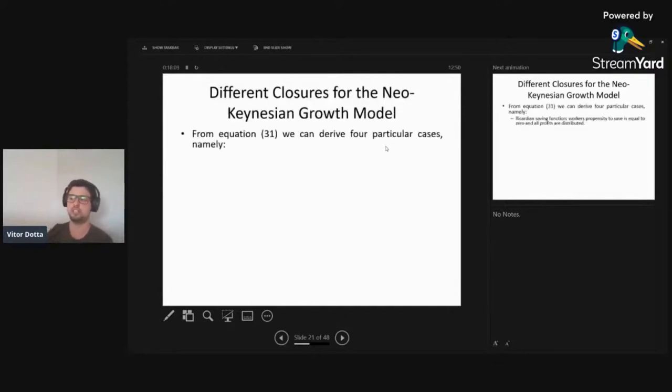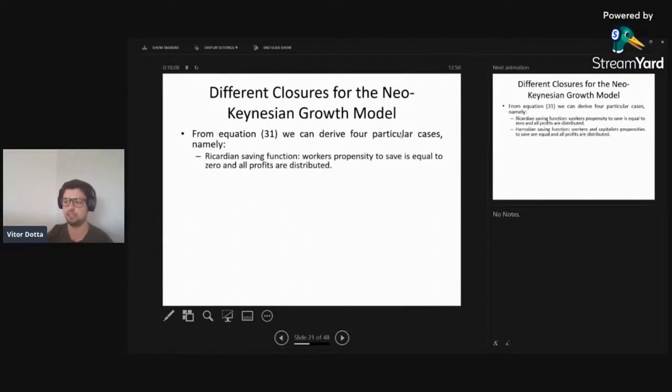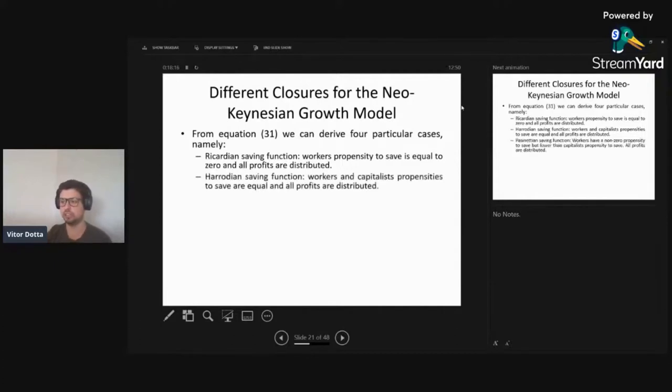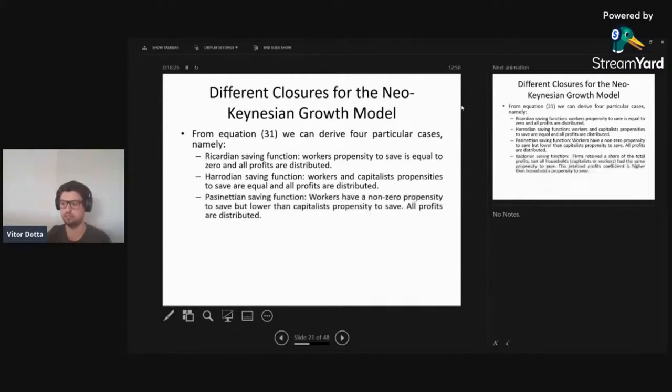From equation 31, we can derive four particular cases. The Ricardian saving function: workers' propensity to save is equal to zero and all profits are distributed. The Harrodian saving function: workers' and capitalists' propensities to save are equal and all profits are distributed. The Pasinetti saving function: workers have a non-zero propensity to save, but lower than capitalists' propensity to save, and all profits are distributed.